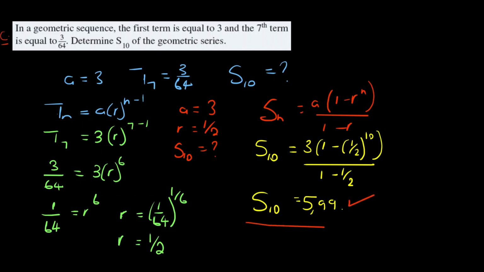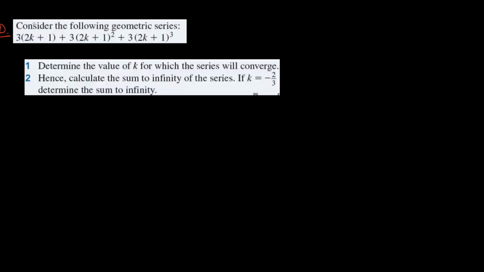And let's move on to the next question, which says consider the following geometric series, and then we're given the geometric series. We're asked to calculate the value of k for which the series will converge, and the second question is to calculate the sum to infinity. What we need to know about convergence is that our r value needs to be between -1 and 1. If it's between -1 and 1, our series will converge. If not, it will be divergent. So the first question is to calculate the value of r and then find the values of k for which it will converge.